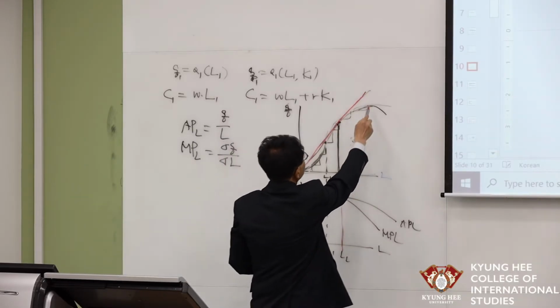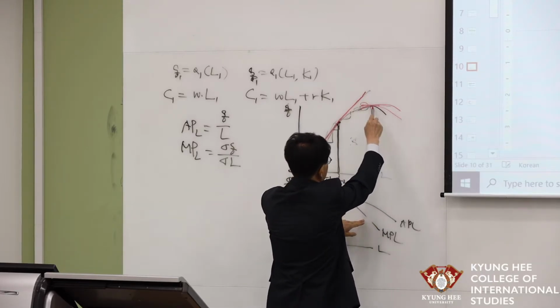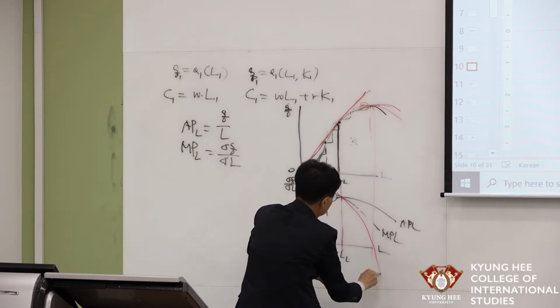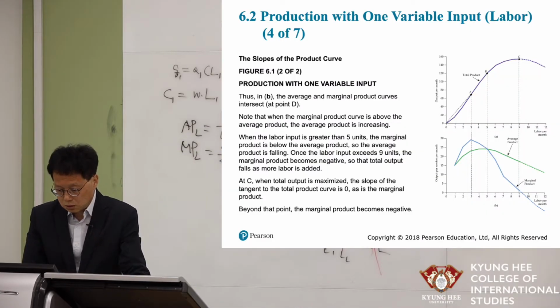Anyway, we know that at this point, marginal product is equal to 0, so it is shaped like this. Now sometimes I'll ask you, what happens at point A, at point B, at point C? At point B, average product of labor is maximized. At point A, marginal product of labor has the highest number. At point C, total product is maximized, so marginal product of labor is equal to 0. Okay?